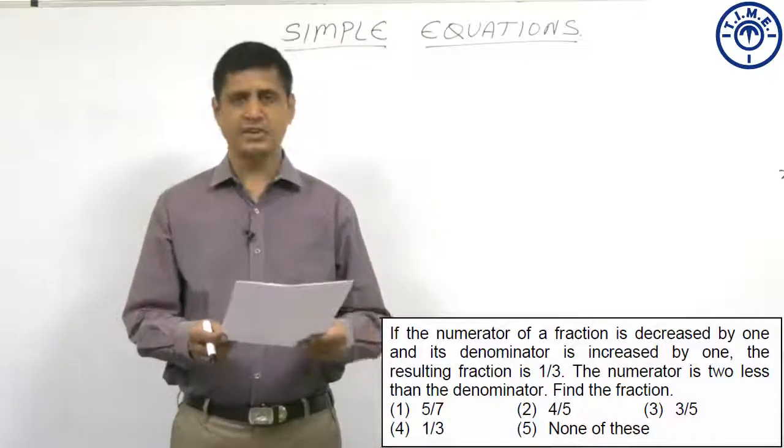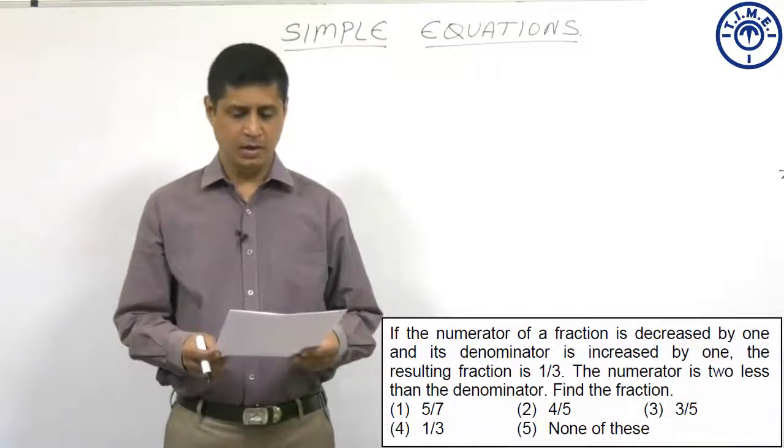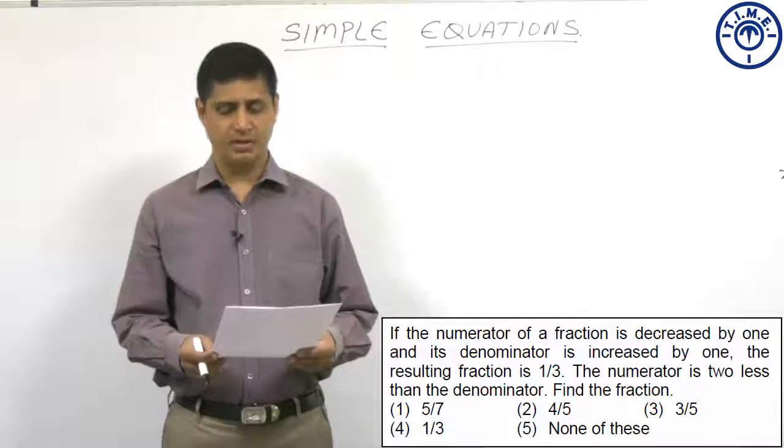If the numerator of a fraction is decreased by 1 and its denominator is increased by 1, the resulting fraction is 1 by 3.